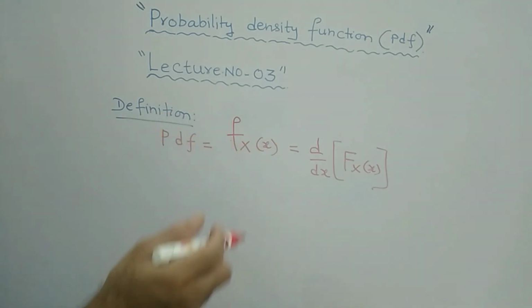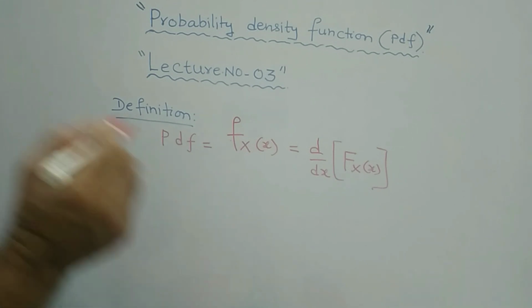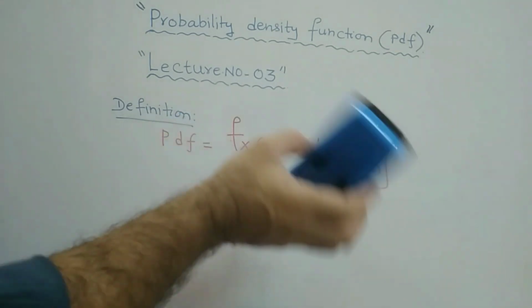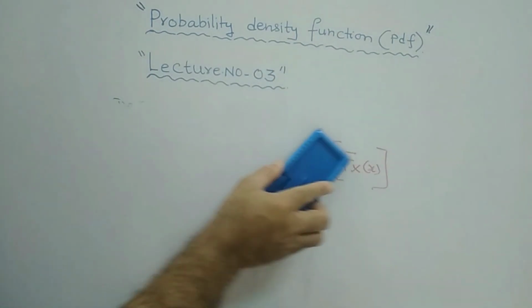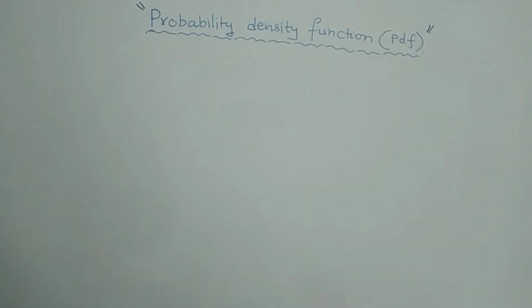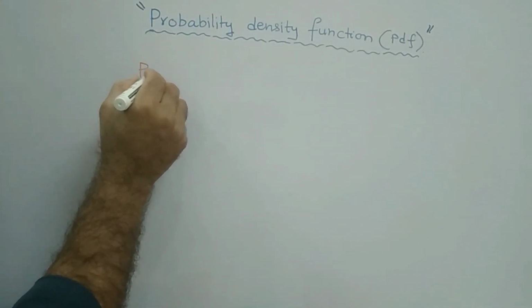So this is the basic definition of a density function actually. Right, now I will explain to you about the properties. What are the properties of this small PDF? I think you are understanding this, you are following it. I will explain what the properties are.